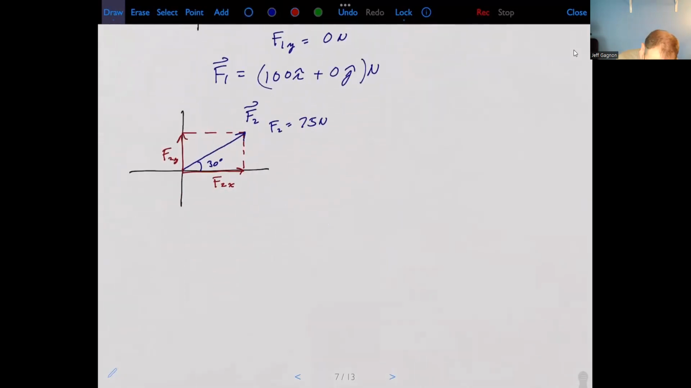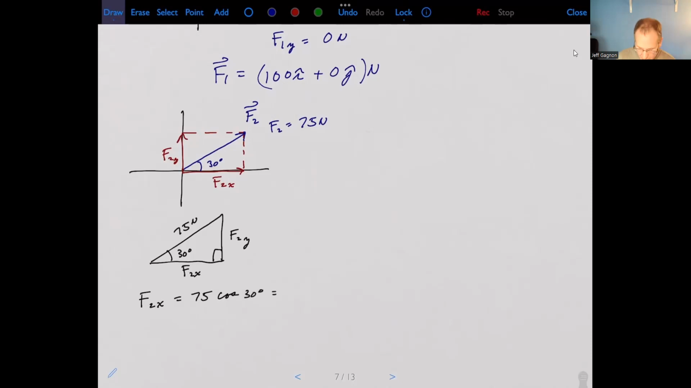Okay, so how do I find the components? Well, remember, I can extract this right triangle. This is a good review, right, of vectors. This is 30 degrees. The hypotenuse is the magnitude of that vector. And I want to find F2x, F2y. Since F2x is adjacent to the angle, then I use cosine, right? So F2x is going to be 75 times cosine of 30. And in this case, it's positive, right? Because it's pointing to the right. So that's going to be 64.95 newtons. And then F2y is going to be 75 times sine of 30. It's also positive because it's acting upward. And sine of 30 is a half, right? So 75 divided by 2 is 37.5 newtons.